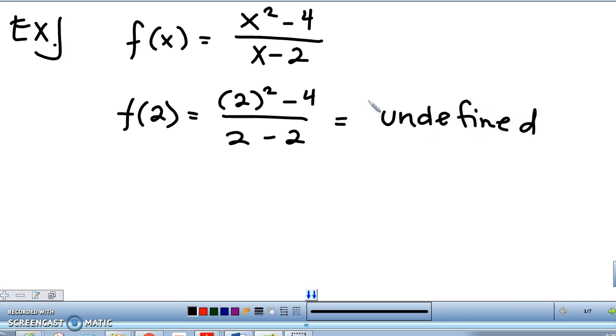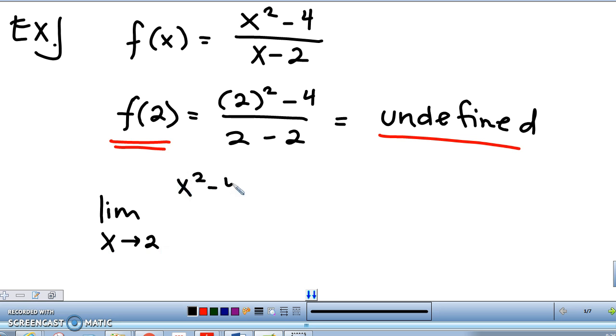Let's not confuse the 0 over 0 indeterminate form with the limit process. I'm not talking about the limit as x approaches 2 yet. I'm talking about f of 2, undefined. However, the limit as x approaches 2 of x squared minus 4 over x minus 2, this is indeterminate form.